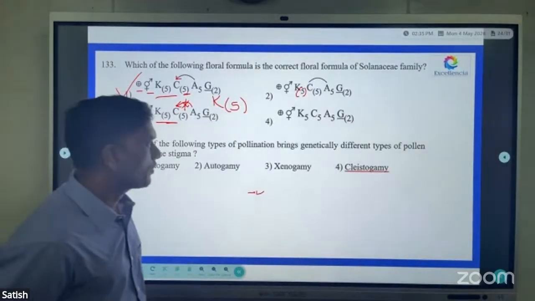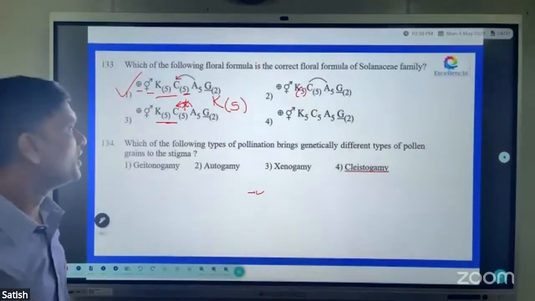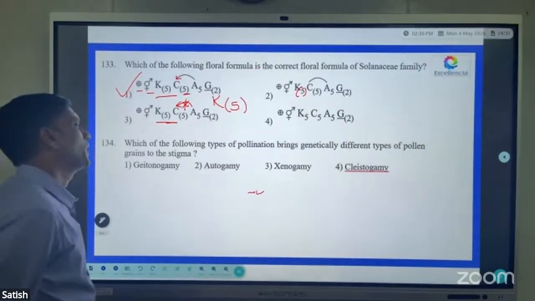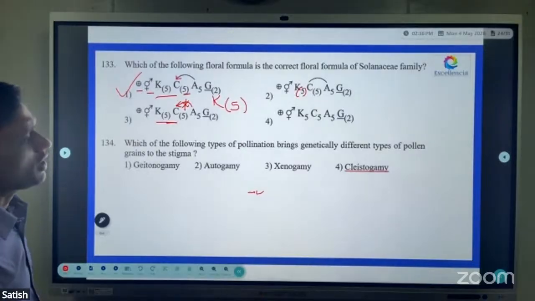Next one, 134. Which of the following types of pollination brings genetically different types of pollen grains to the stigma? It is mainly related to cross pollination.